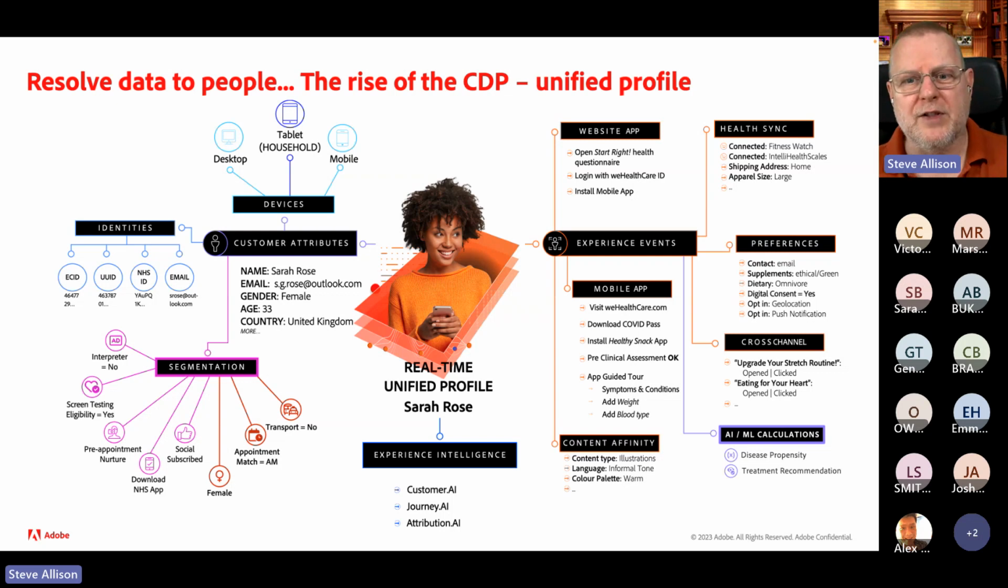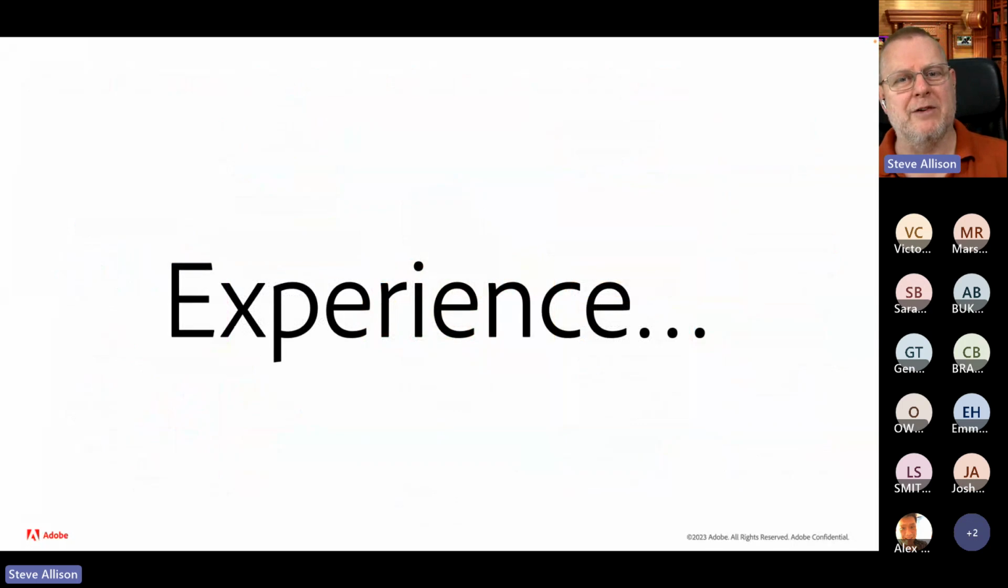And you'll see on here that this can contain things like preferences. They like to have appointments in the morning rather than the afternoon. They like to be telephoned instead of emailed, or whatever that preference might be. All of this data in one place, available to everyone else. This is where we get experience from.